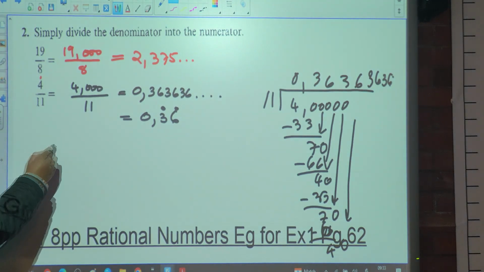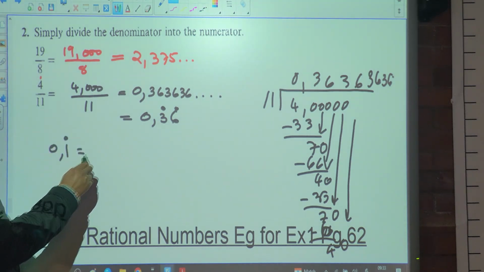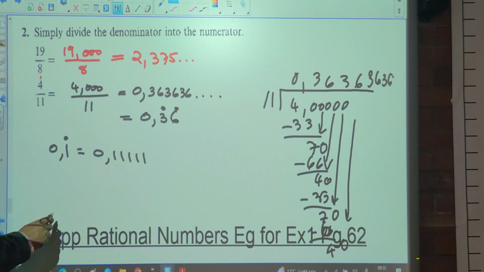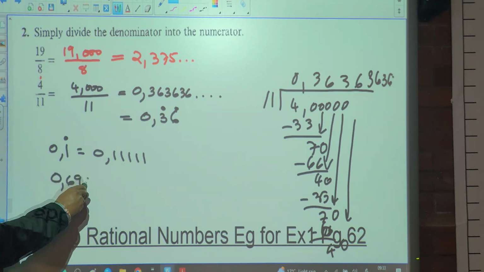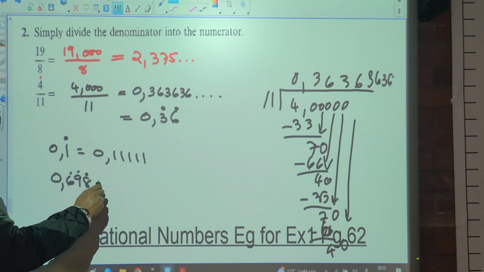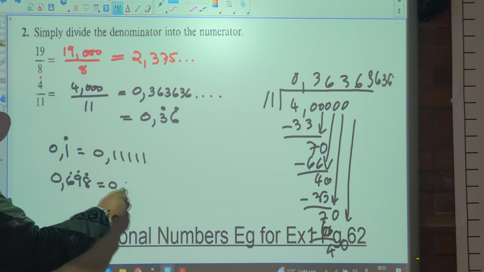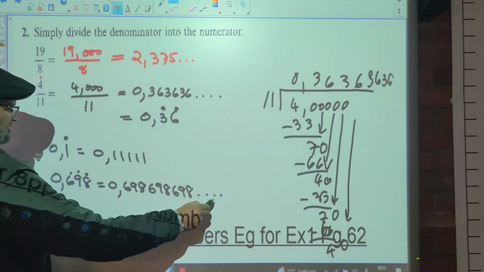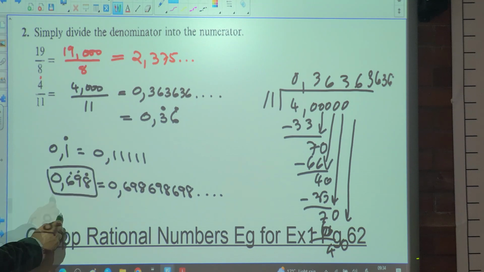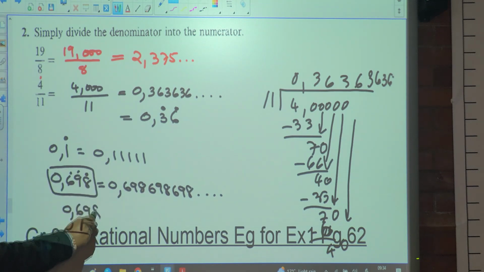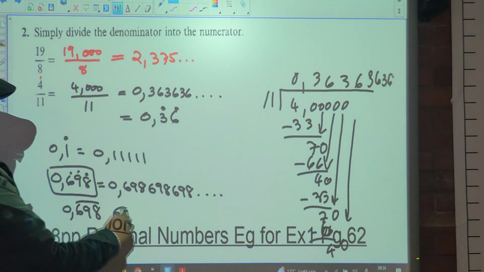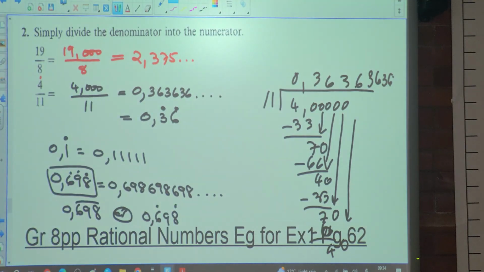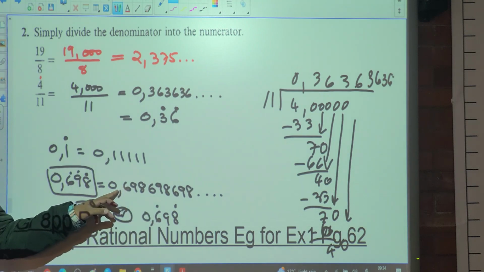Okay, so if I write 0,1 recurring, what does that mean? If I write it out, what would it be? Can you see? If I say 0,698, all these numbers are recurring. 0,698698698, and so on. Can you see that, people? Another way I could have written the same thing was 0,698 with a bar on top. Or it can be written with dots over the 6 and the 8. This all means the same thing.